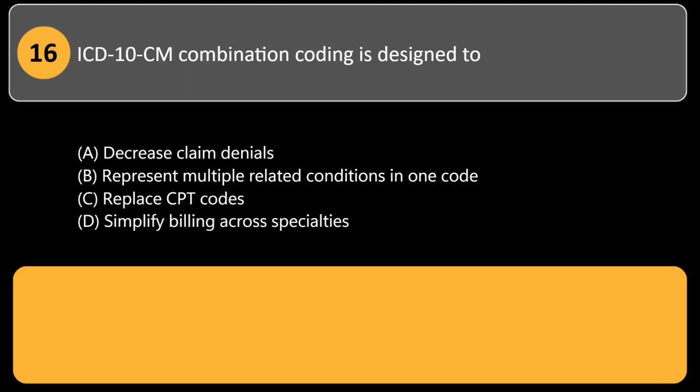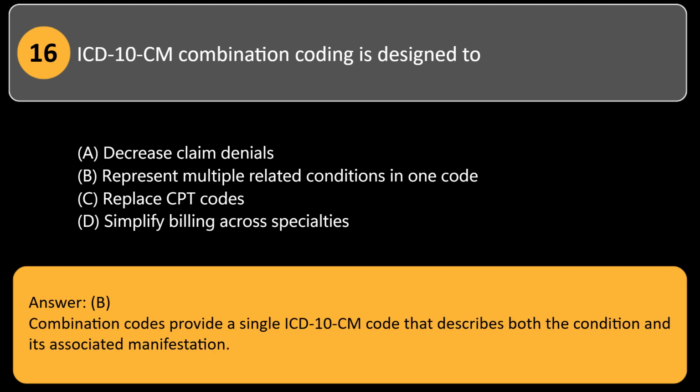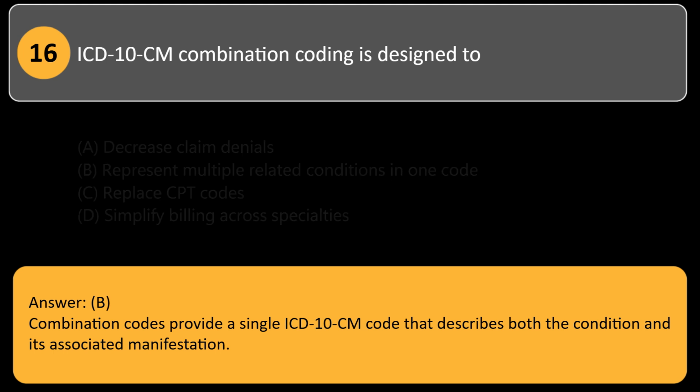ICD-10-CM combination coding is designed to: A. Decrease claim denials. B. Represent multiple related conditions in one code. C. Replace CPT codes. D. Simplify billing across specialties. Answer: B. Combination codes provide a single ICD-10-CM code that describes both the condition and its associated manifestation.